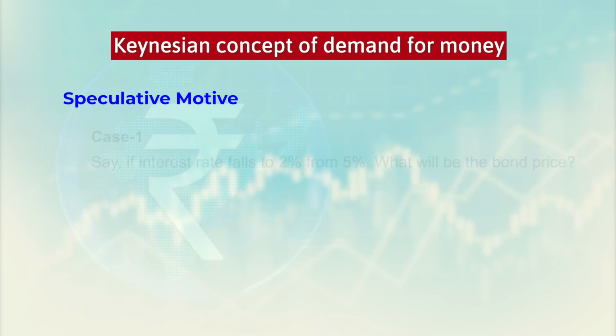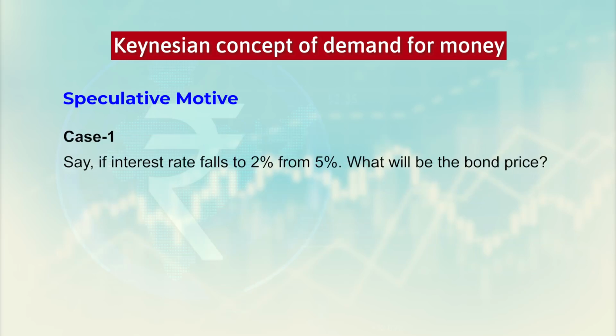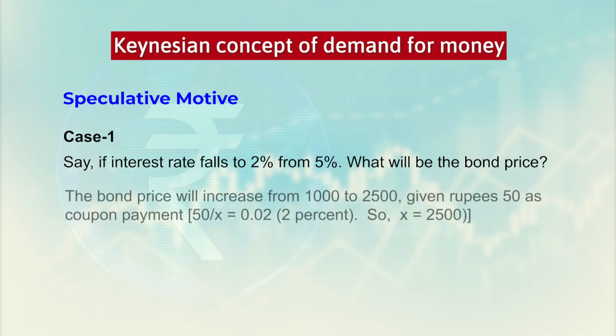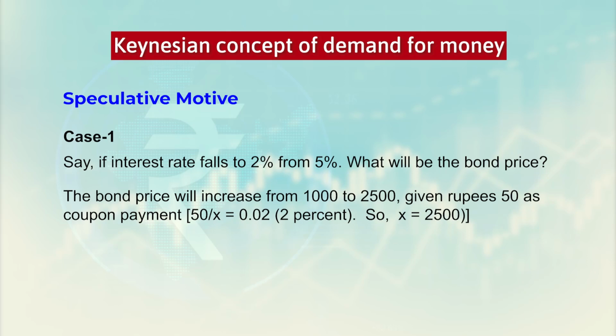So consider case number 1, if the interest rate goes down. When I'm investing rupees 1,000 on a bond and I'm expecting rupees 50 as the coupon payment, then the interest rate should ideally be 5%. Now, if the interest rate goes down to 2%, and I'm expecting it to go down to 2% two years down the line, then the coupon payment of 50 is fixed.